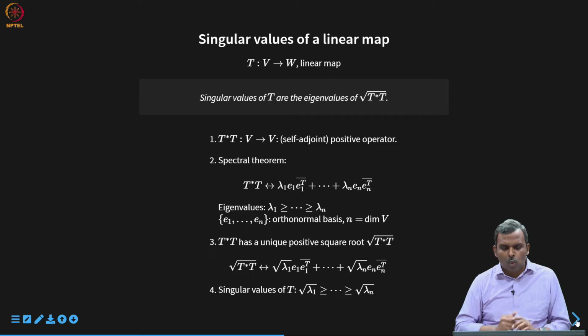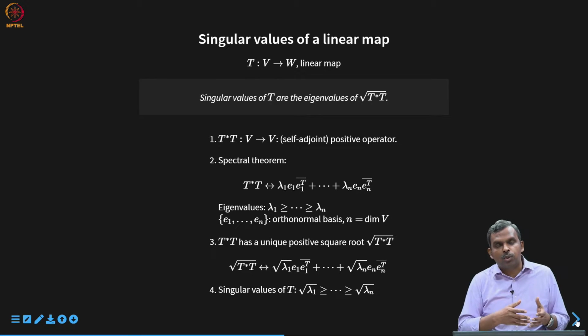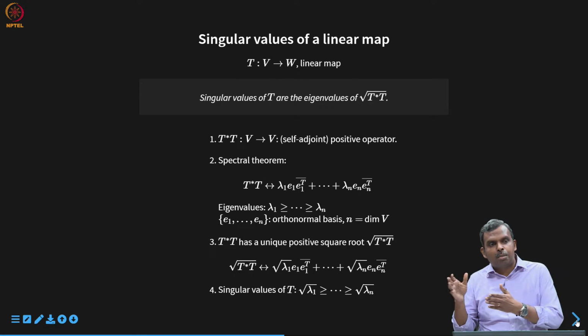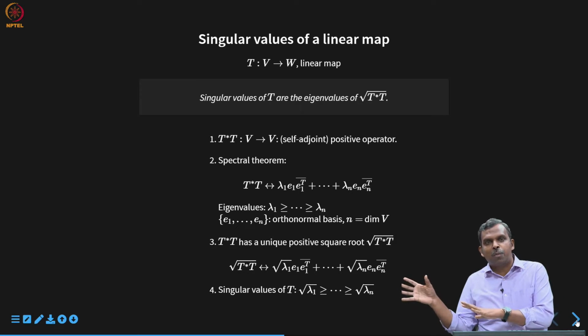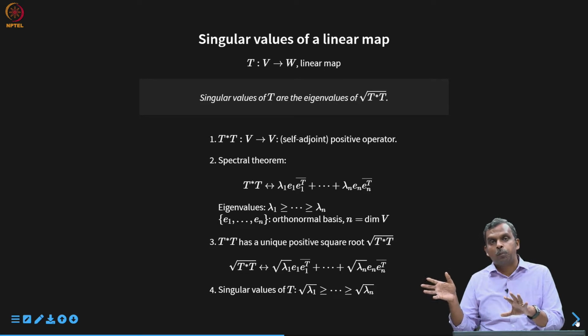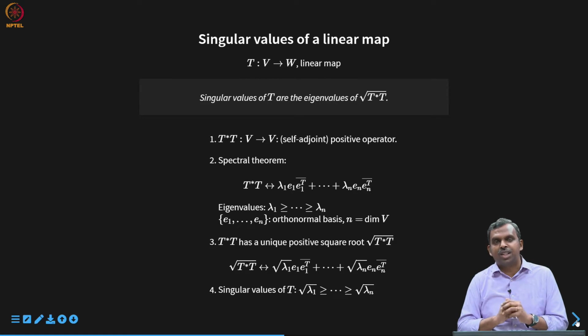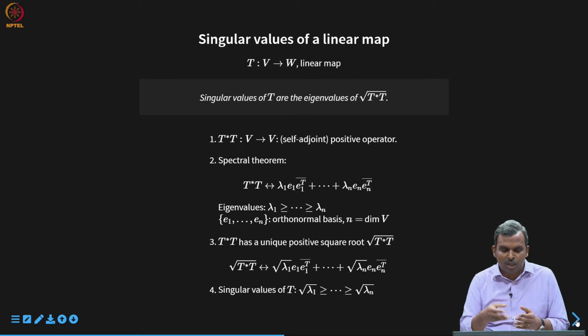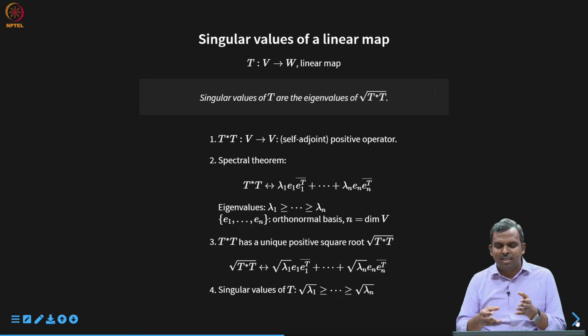Okay. So why is it that singular values describe T? It looks like singular values are numbers related to some other operator, the square root of T star T, right? So why should that be connected to T? It turns out there is a very strong connection. We will prove it eventually in the next lecture or so, but in this lecture I'll simply illustrate that connection with some examples.